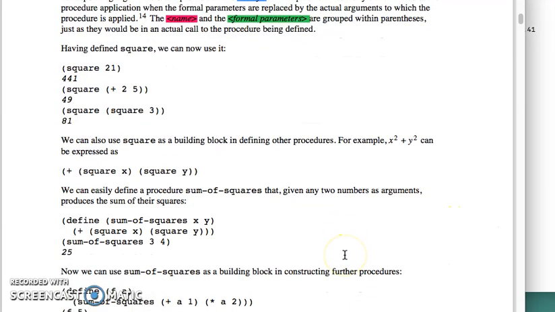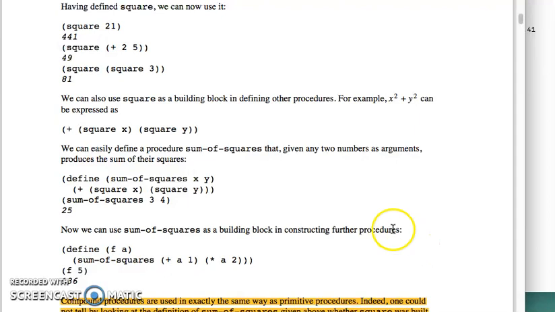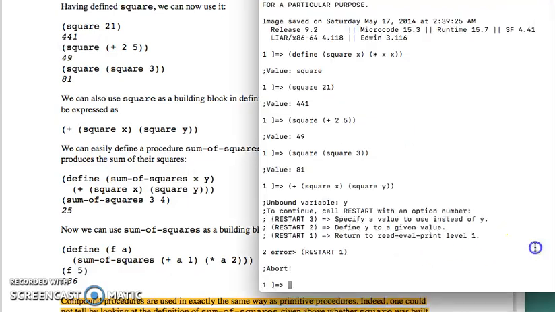We can easily define the sum of squares, which takes any two numbers as arguments and produces the sum of their squares. So, define sum of squares x, y.